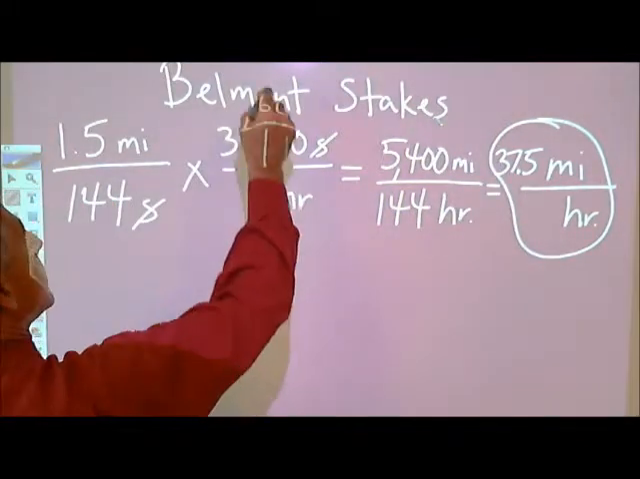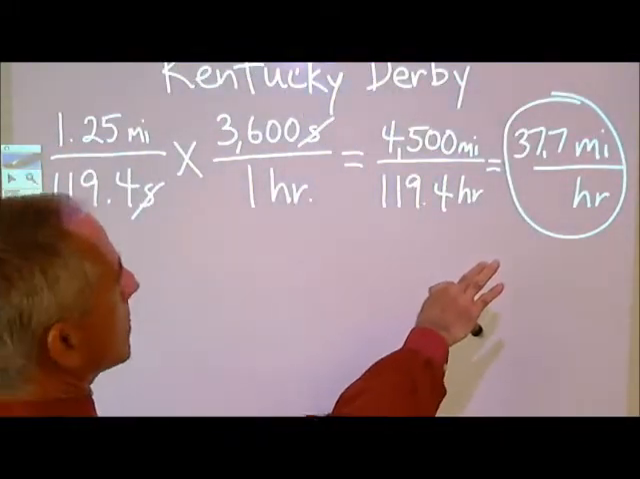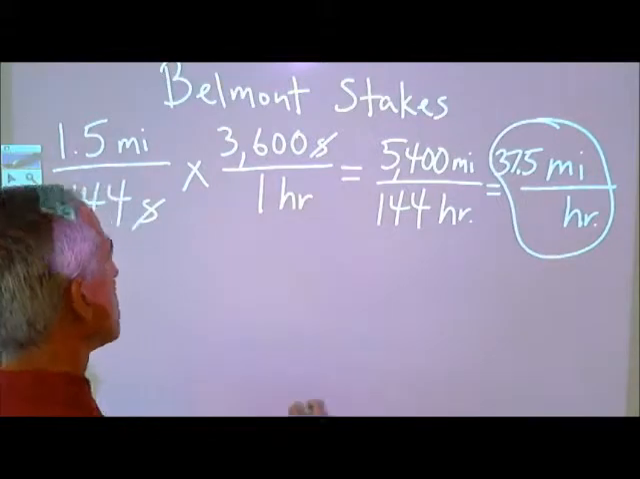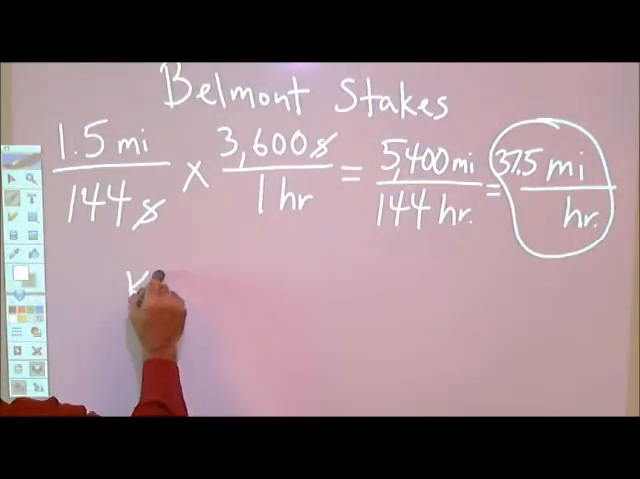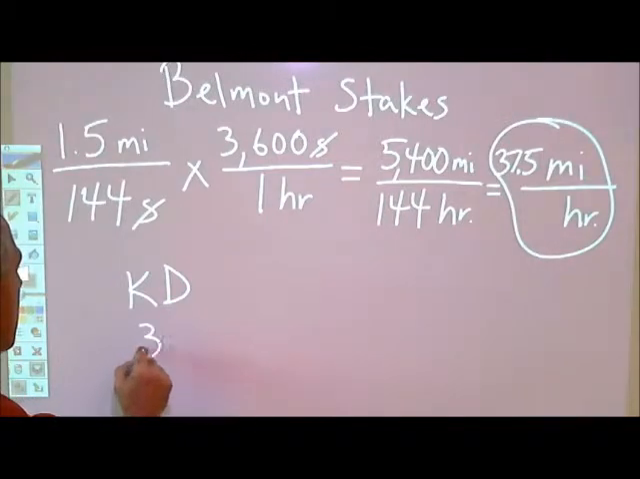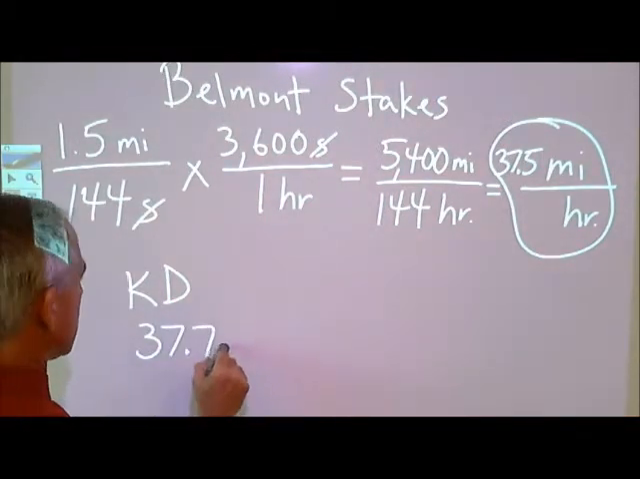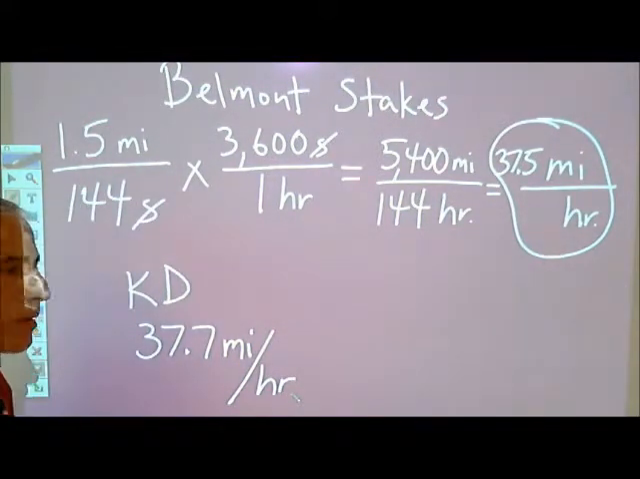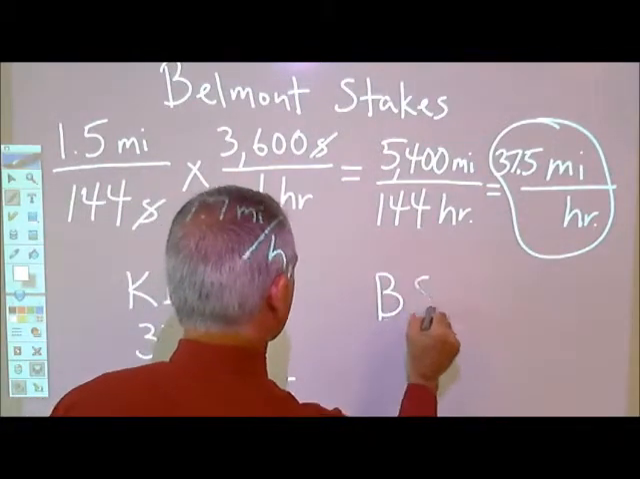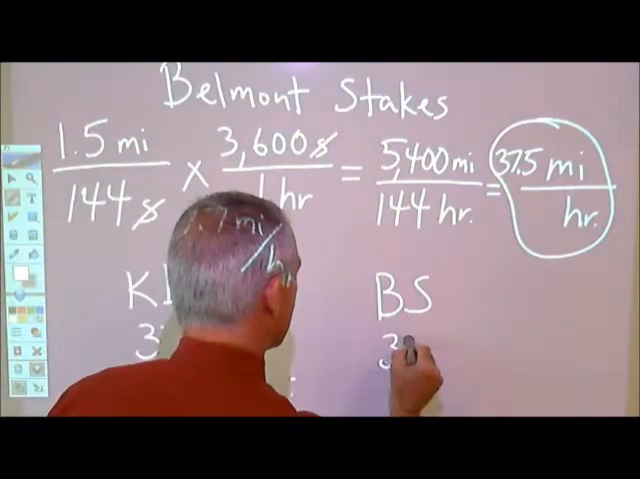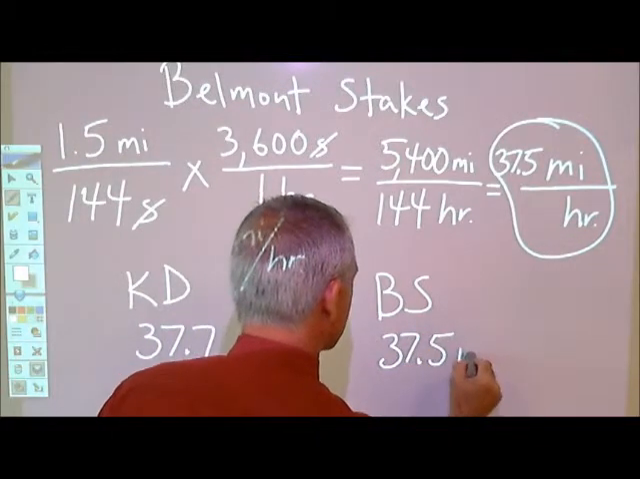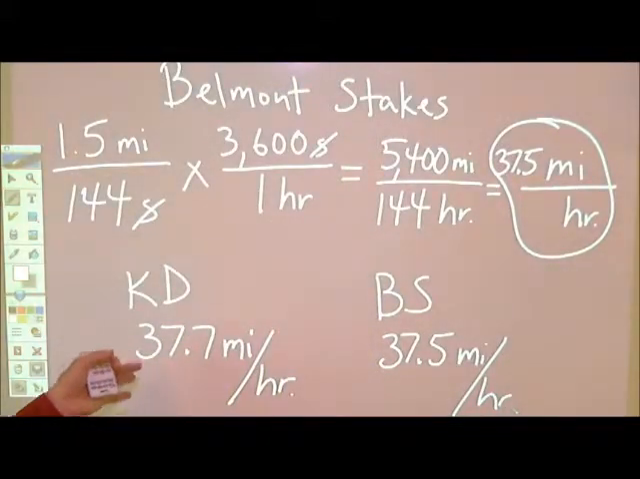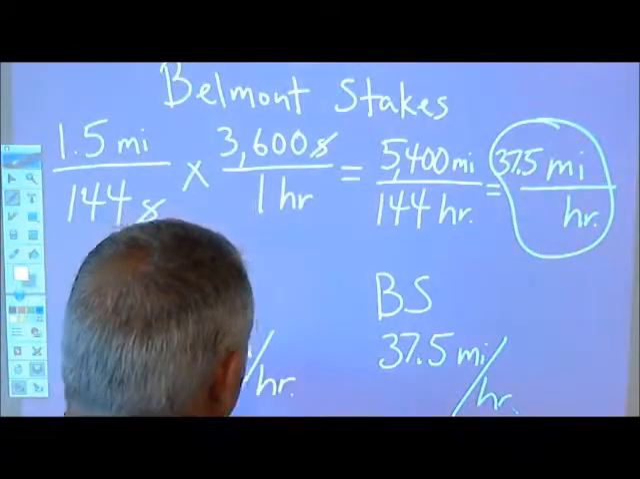Now, if we recall, Kentucky Derby, 37 7/10 miles per hour. Belmont Stakes, 37 5/10 miles per hour. So you can see that his rate of speed is very, very close, only 0.2 of a mile per hour off.